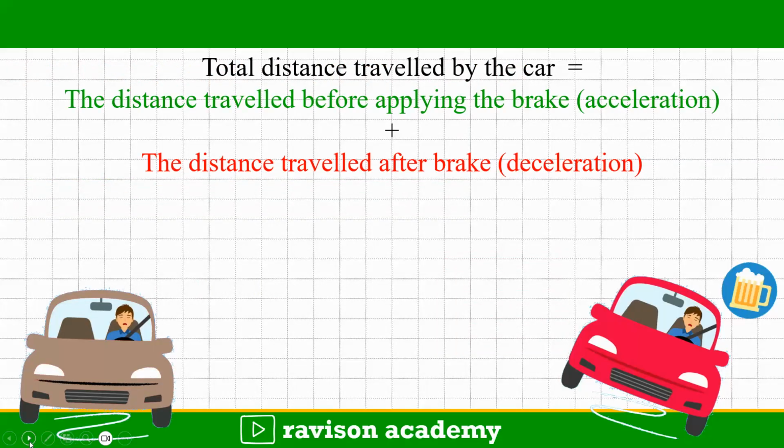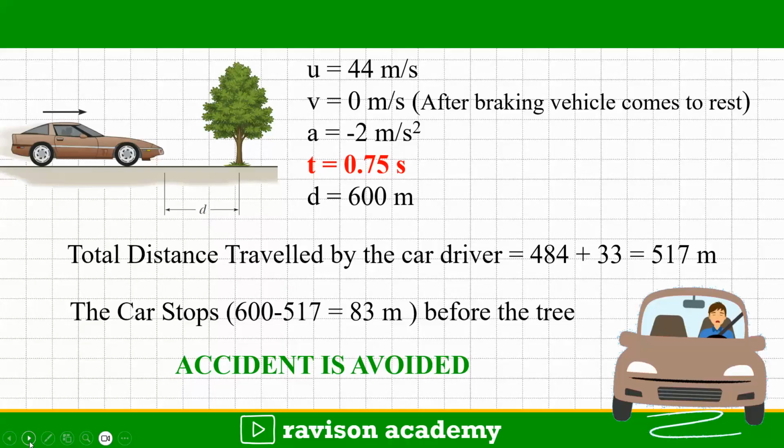The total distance traveled by the car is the distance traveled before applying the brake plus the distance traveled after applying the brake. In the case of the normal driver, the total distance traveled is 484 meters plus 33 meters, which gives 517 meters. The total distance between the car and the target is 600 meters, which is already given. So the vehicle stops 83 meters before the tree, and the accident is avoided.